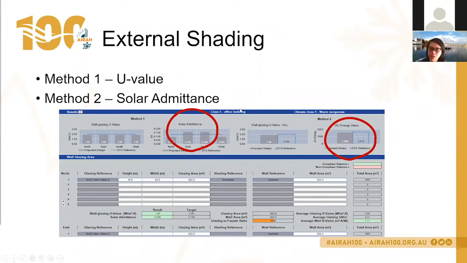But because we can use method 2, which looks at the area weighted average of all facades, and also it applies different weighting factors to your north, west, east, and south, we can see that our overall AC energy value is now lower compared to DTS requirements. So overall, our building now complies.